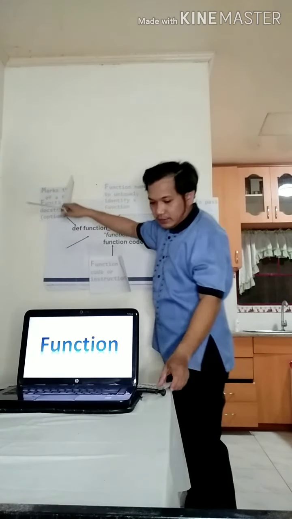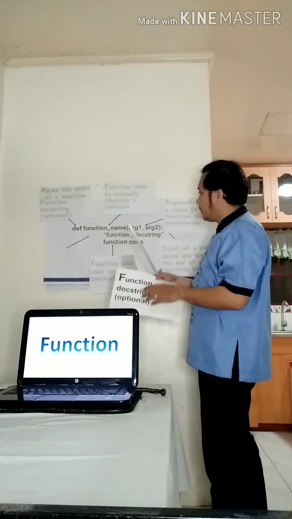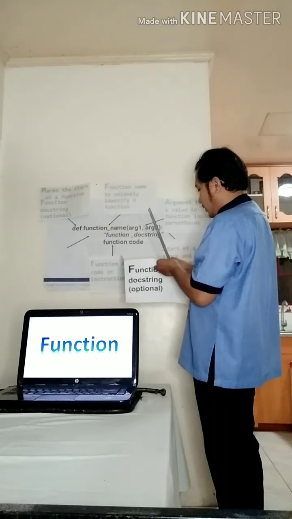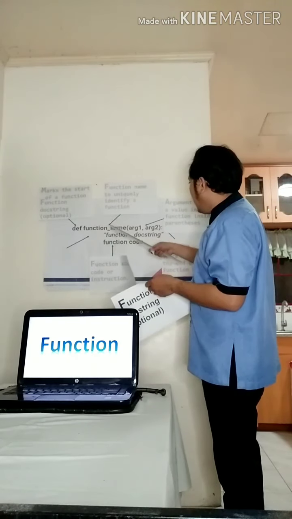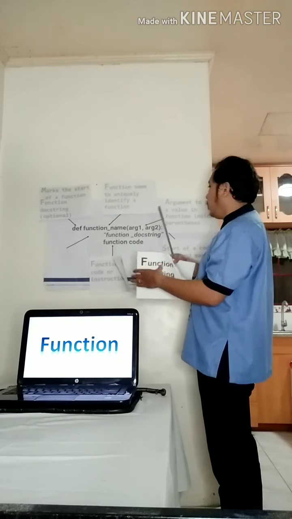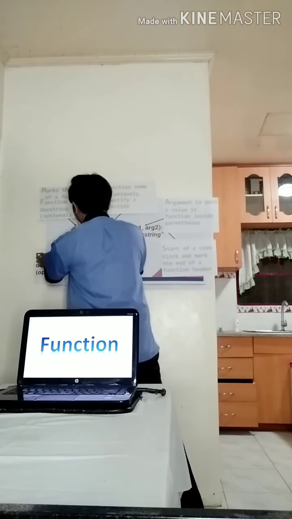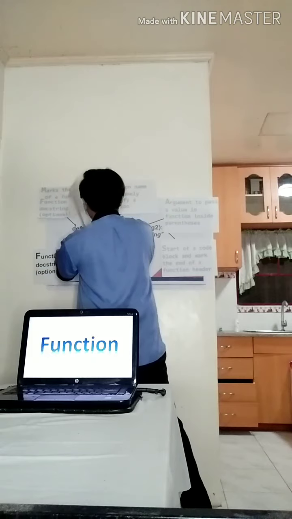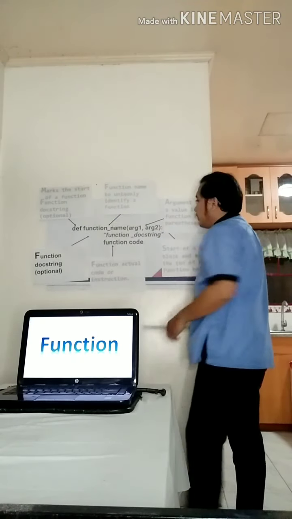And then our last is the function docstring, and this is optional. It is this part. It is optional text that describes what our function does. Okay, so these are the parts of the function.